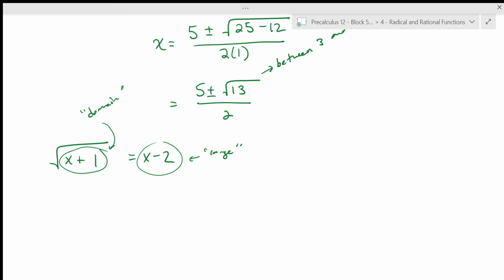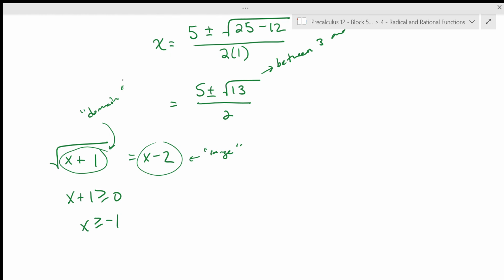So let's investigate what are the restrictions on the x's that could solve this equation? Because if it makes my radical blow up, it's not going to actually solve the equation. And if it makes my x minus 2 come out negative, it's not going to actually solve the equation because the radical should only be returning positive numbers. So you know that x plus 1 is greater than or equal to 0. X is greater than or equal to negative 1.